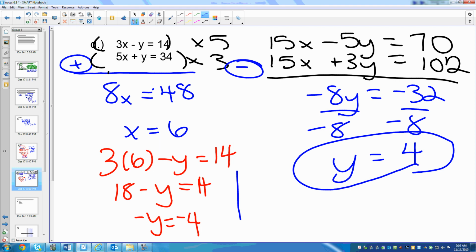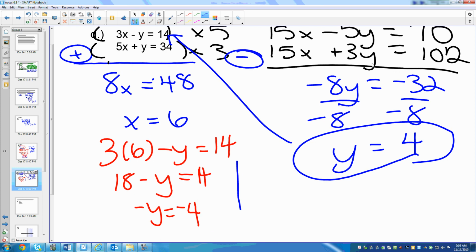Plug it into one of the equations. I would go up here and solve for x. Can I leave someone while I work with pre-calc? Karen, can I leave you up here to finish this question? Or should I finish? Okay, I'll finish.